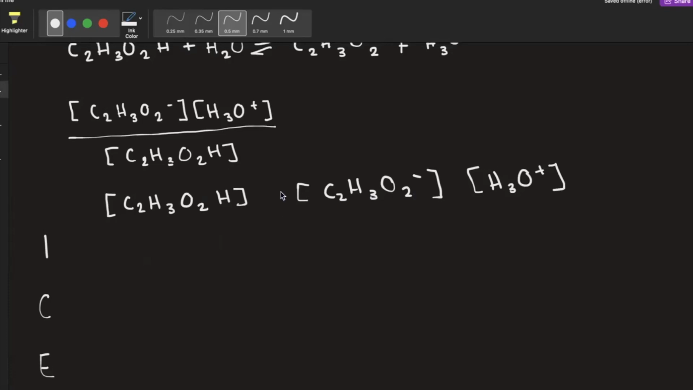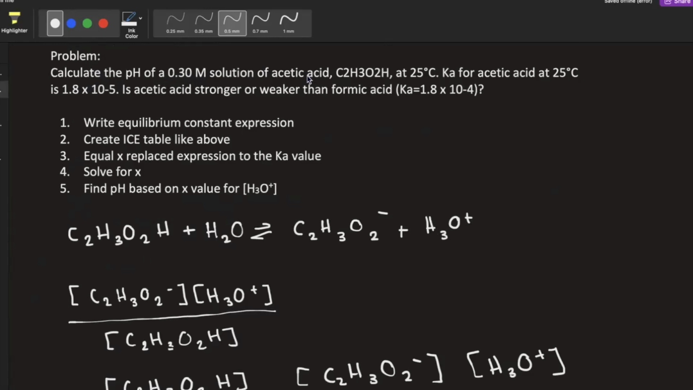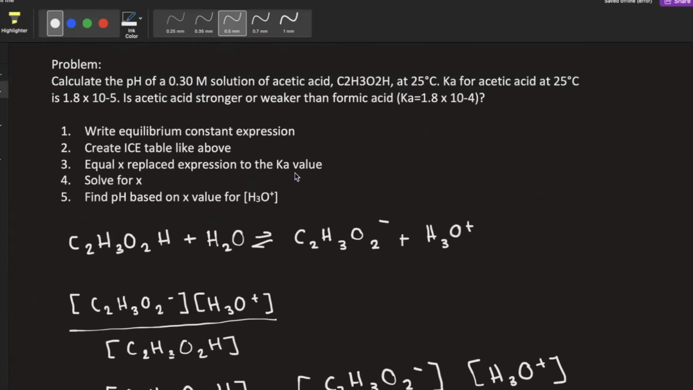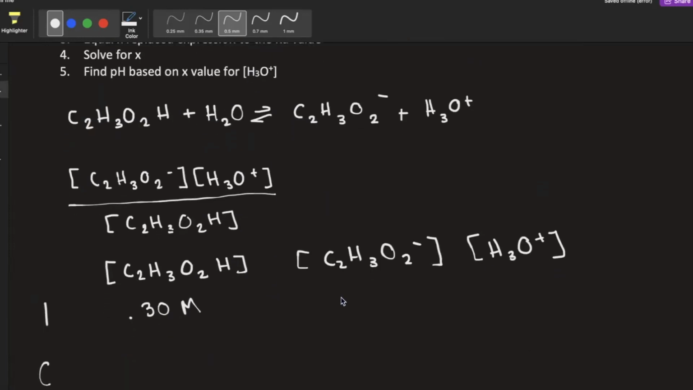So going back to our original problem, we can find that there is 0.3 molar of acetic acid initially. So right here we go, we put 0.3 molar. Okay. And we can find that there are no initial values for either of the products. So we're just going to put 0 and 0.